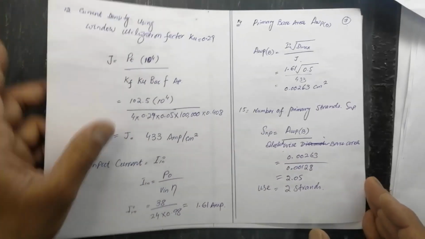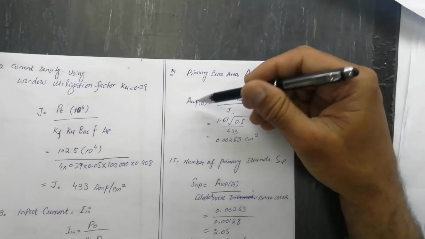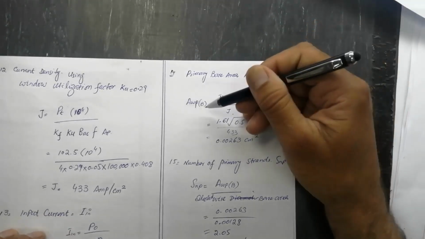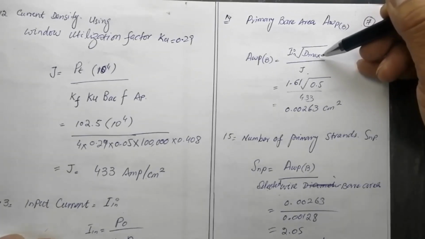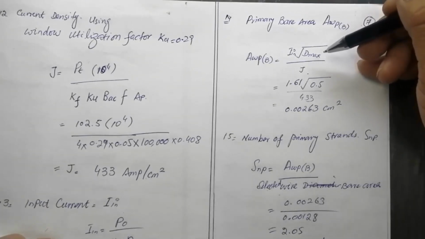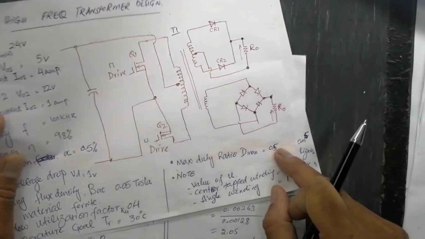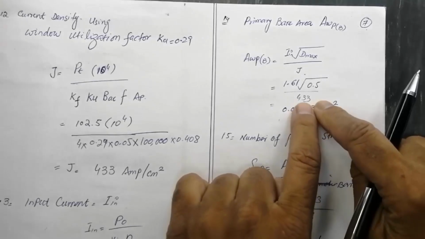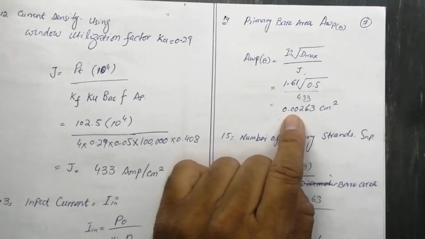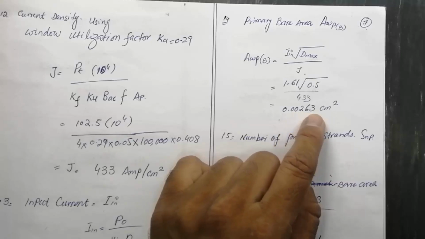So now we can calculate primary bare area, AWP bare. It is In times the square root of D max, duty cycle maximum, that is 0.5. We discussed at the start that the maximum duty cycle ratio is 0.5. So 0.5 under root divided by 433 current density. Our primary bare wire area is 0.00263 centimeter square.